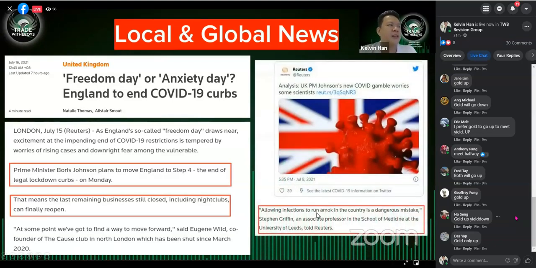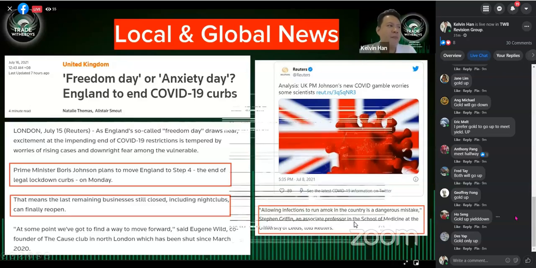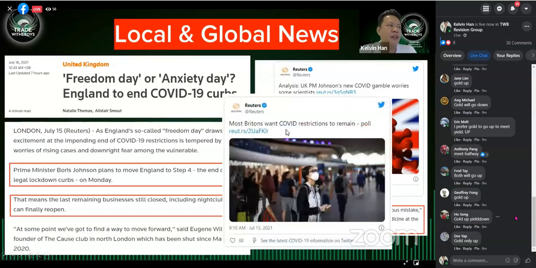But if you actually ask the UK scientists, they are saying, oh my goodness, it's like allowing infection to run amok in the country, a serious, dangerous mistake, all right? This is coming from a professor. But we all know that the British themselves want the COVID restrictions to remain. So I don't know, all right? That's why we just know that the Olympics is going to continue, and Boris Johnson is going to go ahead.